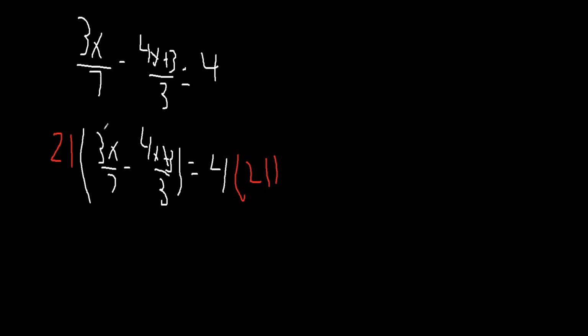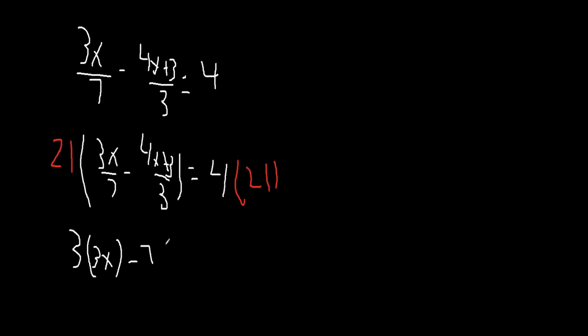So first we have 21 and this will be multiplied by 3x divided by 7. So we know that this is the same as 21 divided by 7, and that is 3 times 3x, because 21 divided by 7 is 3, and this here is 21 times 4x plus 3 divided by 3, so that's 21 divided by 3, which is 7, and this will be multiplied by 4x plus 3, which is equal to 4 times 21, which is 84.